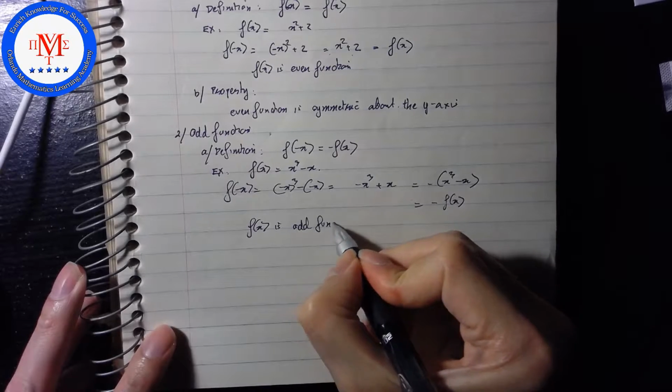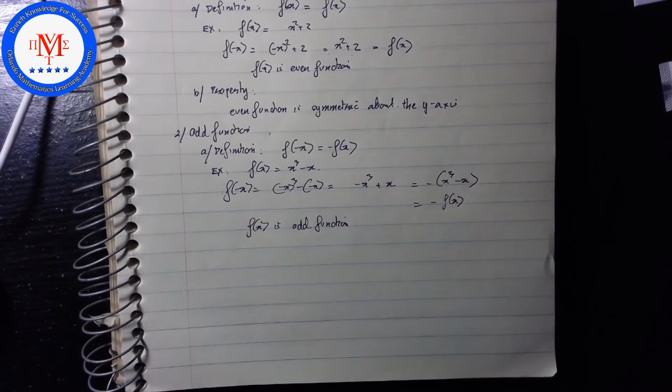Sometimes the function is neither odd nor even. So in that case, when we calculate f of negative x, it turns out to be neither negative f(x) nor f(x). And the graph of a function that is neither odd nor even is neither symmetric about the y-axis nor about the origin.